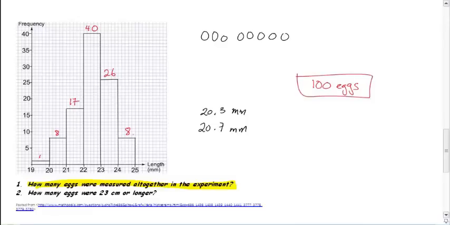plotted on this histogram. So the next question asks, how many eggs were 23 centimeters or longer? Well, this time I'm only going to look at the eggs in the last two categories, because those are the eggs that had a length measurement of 23, I keep saying centimeters, millimeters, or longer. And the answer would be 26 plus 8 is 34 eggs have a length of 23 millimeters or longer.